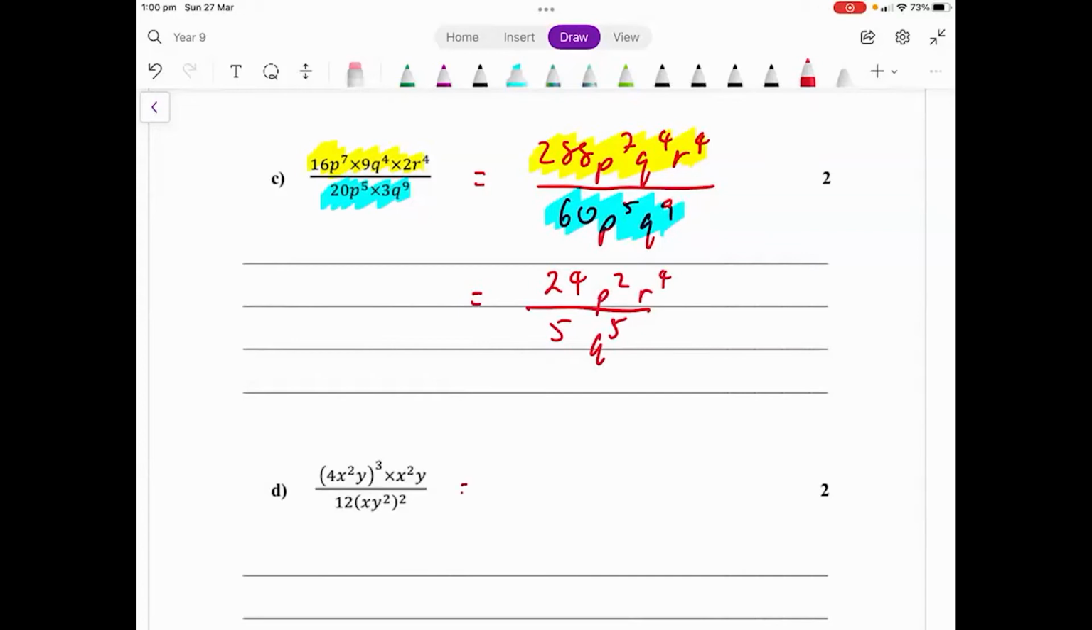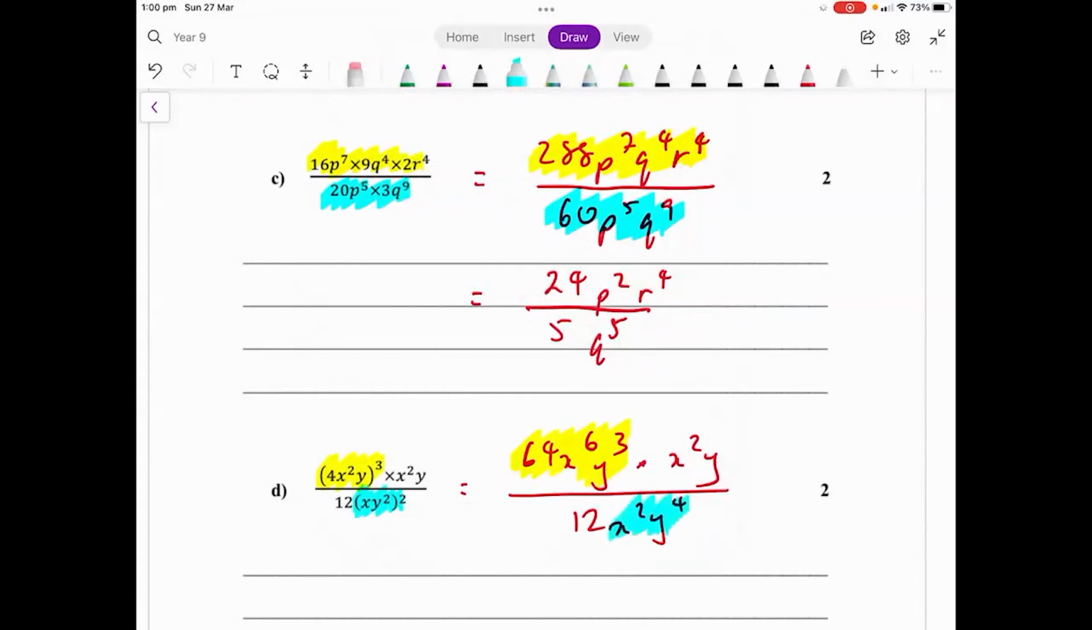Question D, I'm going to expand those brackets. 4 to the power of 3 is 64. 2 times 3 for the powers of x gives me x to the power of 6. And 1 times 3 for the powers of y gives me y to the power of 3. I leave x squared and y alone. On the denominator, 12 is outside the brackets, so I don't touch that. Expanding the brackets gets me x squared and y to the power of 4.